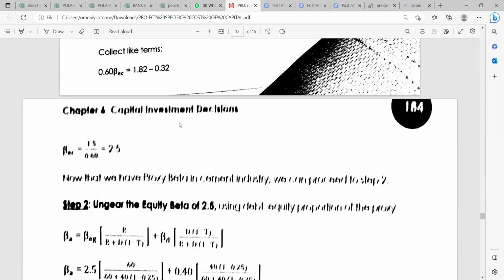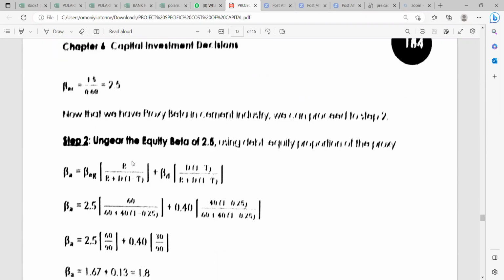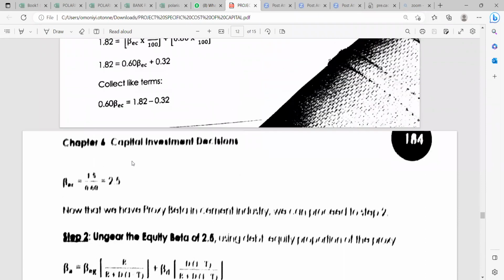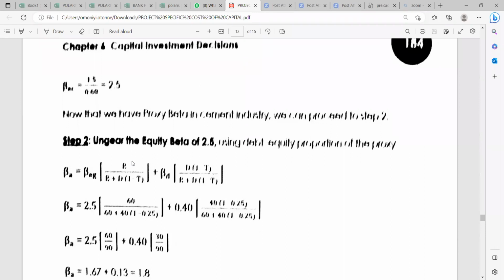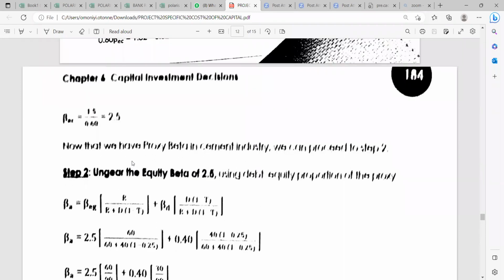1.5. So divide both sides by 0.6. So 1.5 divided by 0.6, that is what? 2.5. So your beta equity for cement that we are looking for is 2.5. That is the identification of the proxy beta of the cement industry. Once you have gotten that, you move on to step two.